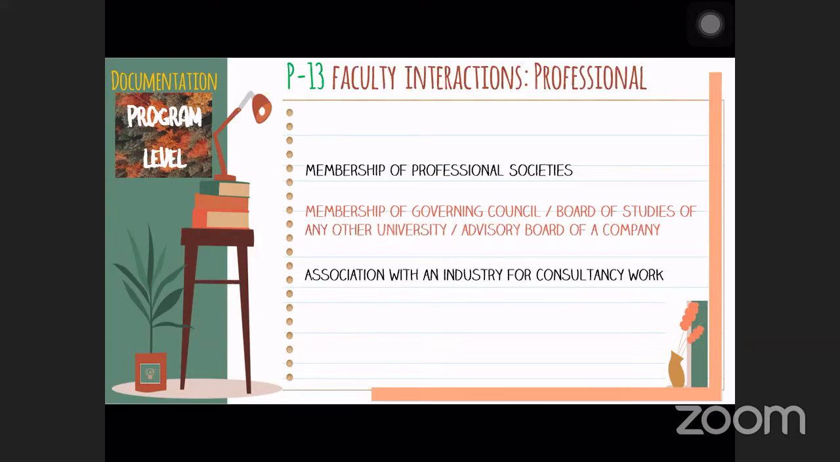Then membership of governing council. A faculty member may be a member of the governing council of the same institution, or maybe a member of the board of studies of any other university, or maybe working on the advisory board of a company. So all such records should go here because this proves that the faculty has got professional linkages. Then the record of association with an industry for the consultancy work, basically. So whether a faculty member is associated with any industry for a consultation work or advisory board.